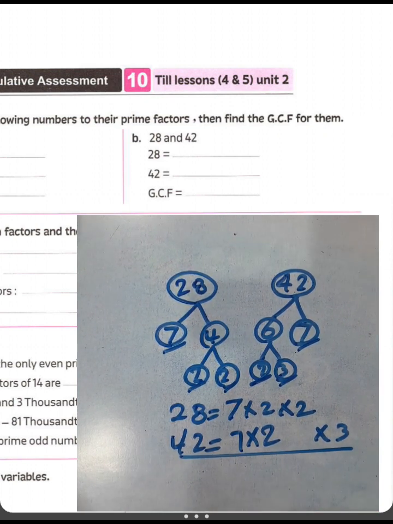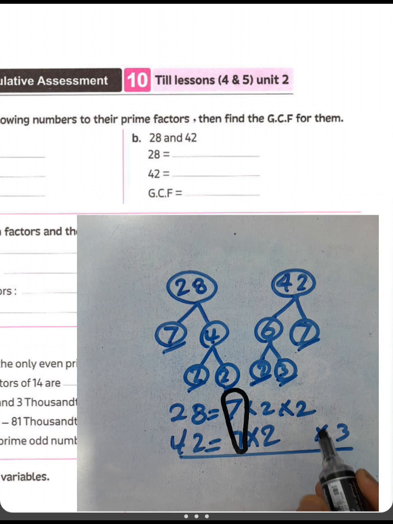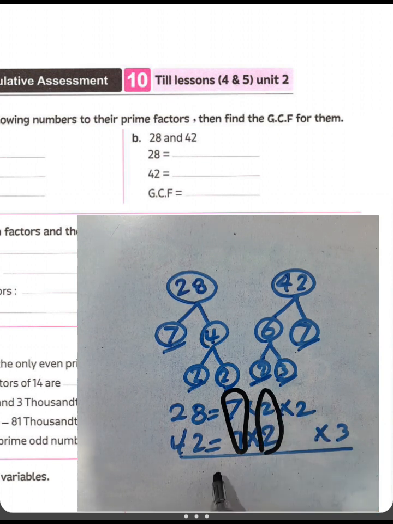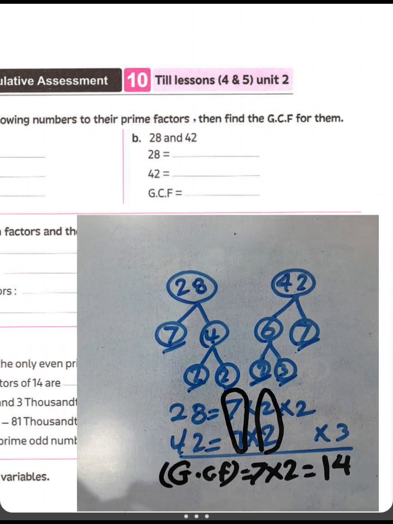You can write the like digits under each other, and then draw a circle or rectangle around the similar ones to find the greatest common factor. It will be 7 times 2. The result here will be 14.